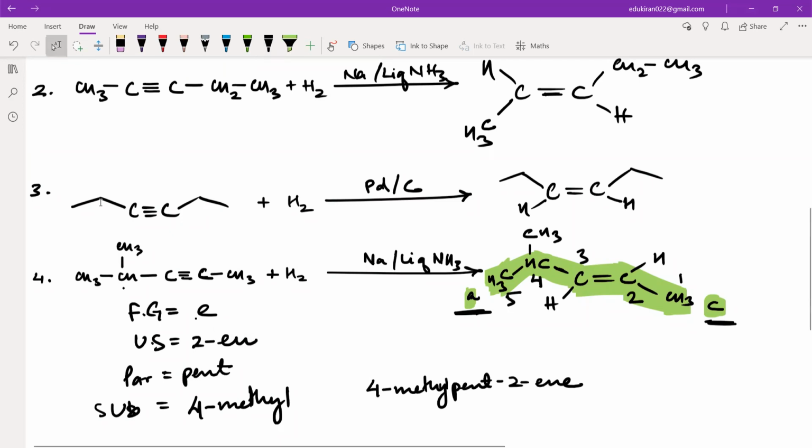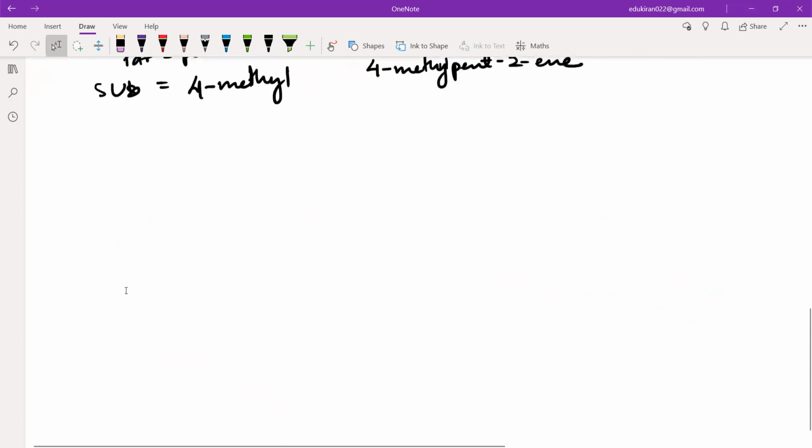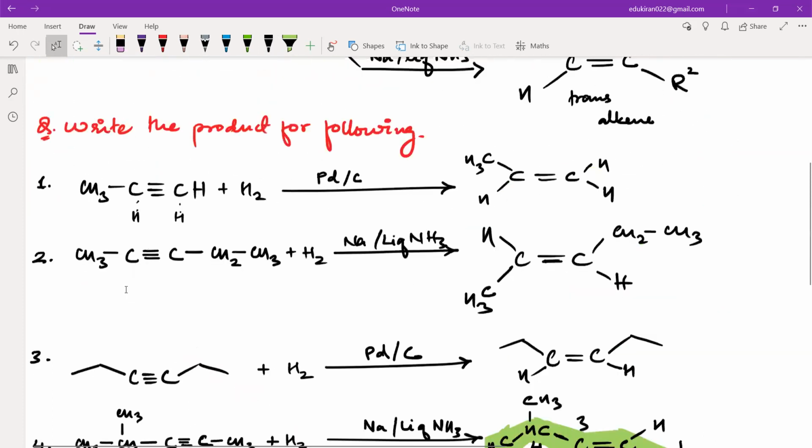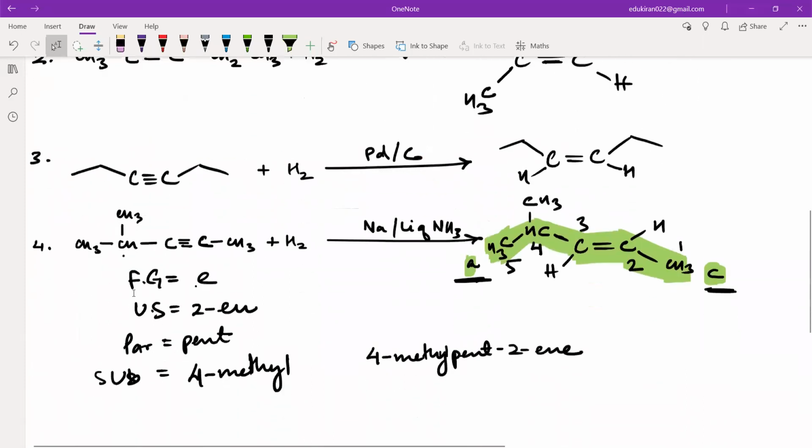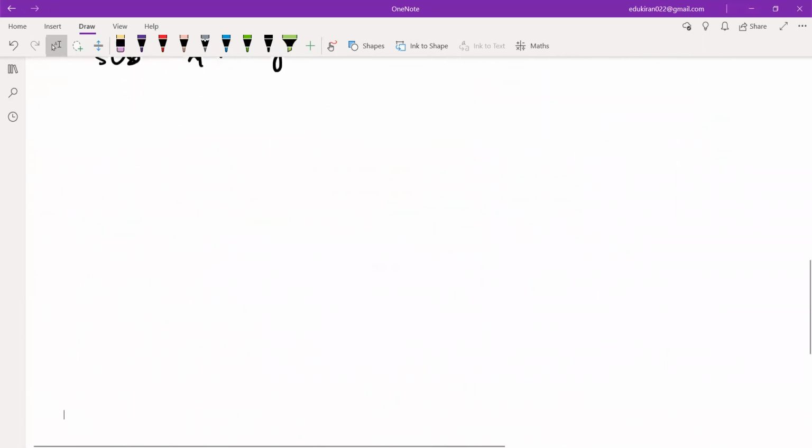Yes, sir. Okay. Now, this is how we are going to prepare alkenes from alkyne. You have two things: Pd/charcoal and sodium in liquid ammonia. Next is from alkyl halides.